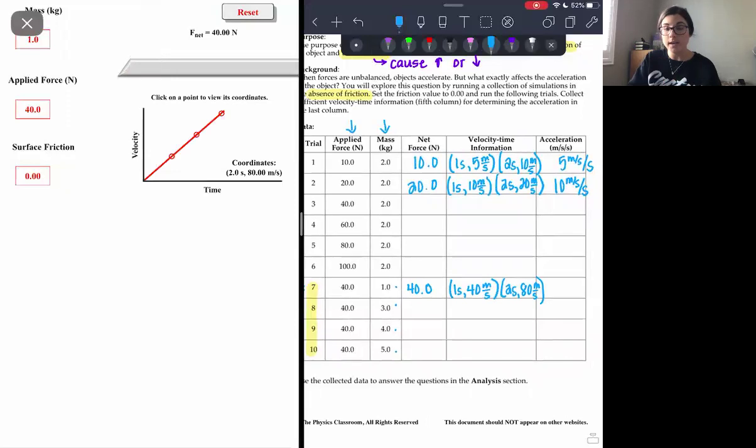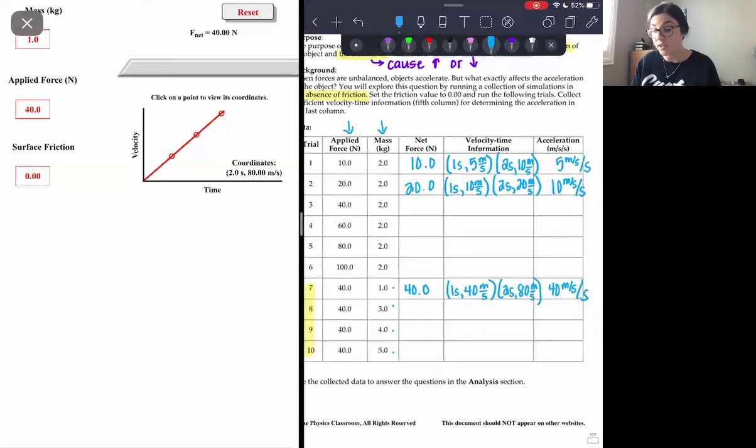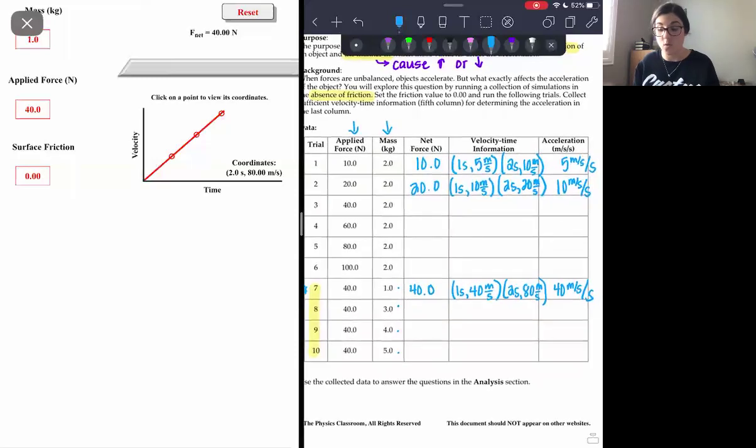So in 1 second, from 1 to 2 seconds, my velocity went from 40 to 80. So I'm accelerating, or I'm increasing my velocity by 40 meters per second in just 1 second. So my acceleration is 40 meters per second. So that's interesting because that's a very different value from what I saw in trial 1 and trial 2.